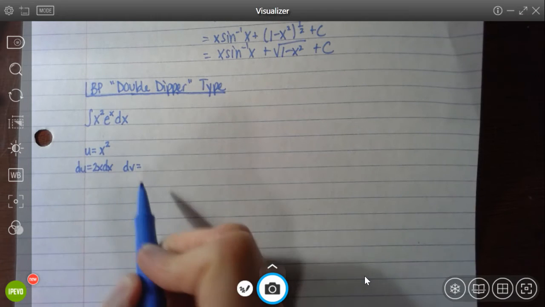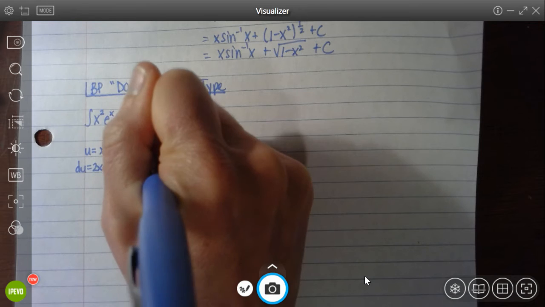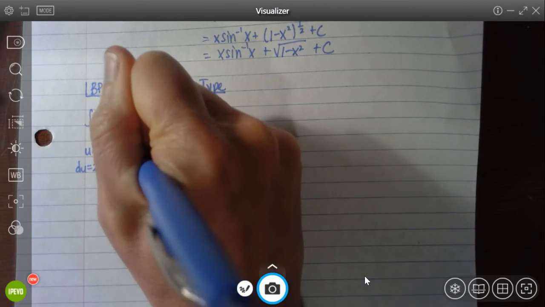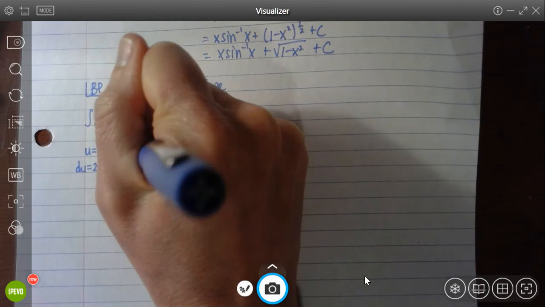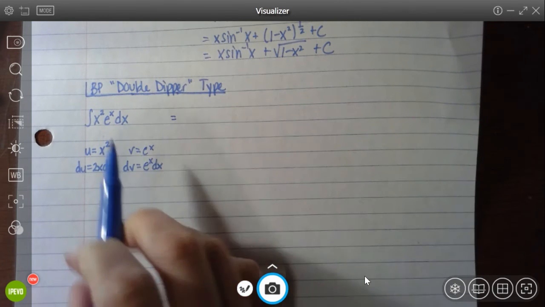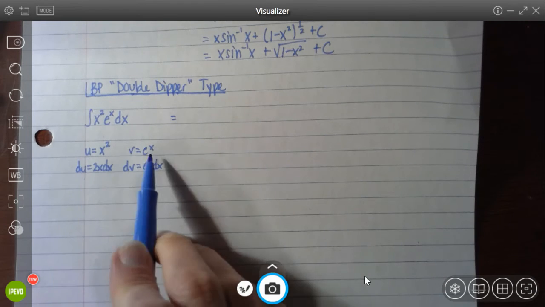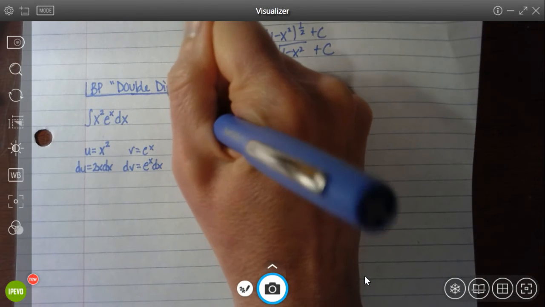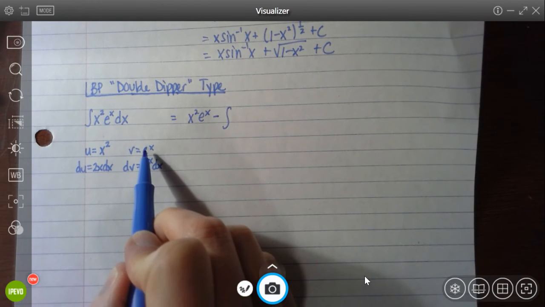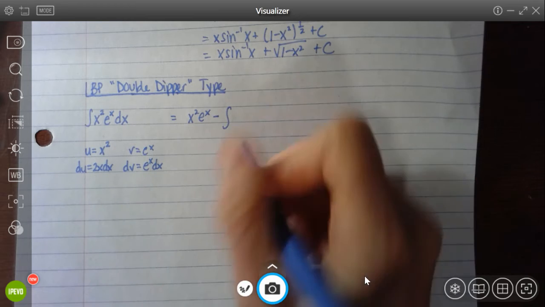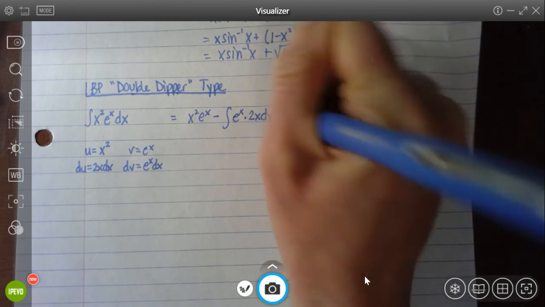And I'm going to let the dv be the remaining part of it. I'm going to let that be the e to the x dx. And that way, when I go to take my antiderivative, we know the antiderivative of e to the x is just e to the x. So if I drop this now into my integration by parts formula, I'm going to take u times v, so x squared e to the x, minus the integral of v du. So e to the x times 2x dx.